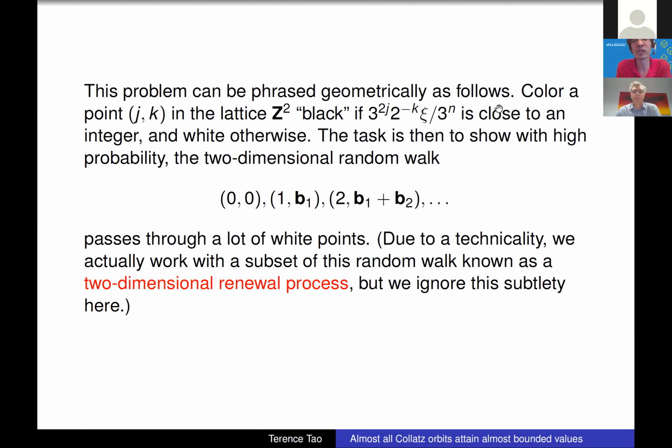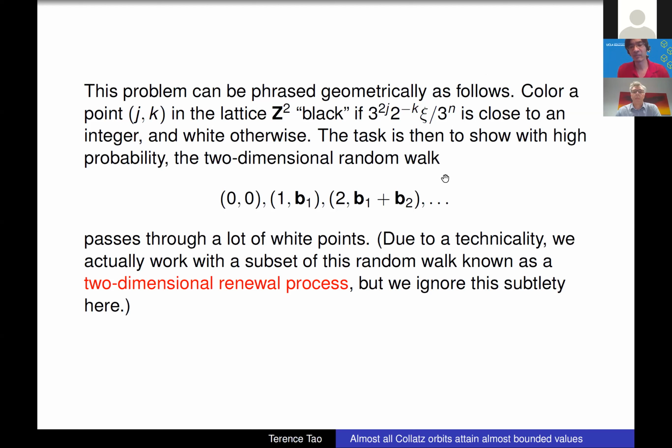If it's close to an integer, I call it a black point. And if it's not close to an integer, you call it a white point. So the black points are the points where you don't get any cancellation. The white points are where you get some cancellation. And the powers of 2 and powers of 3 that you're multiplying by are given by a certain random walk. So you just need to show this random walk doesn't stay entirely in the black zone, that it hits a certain number of white points.